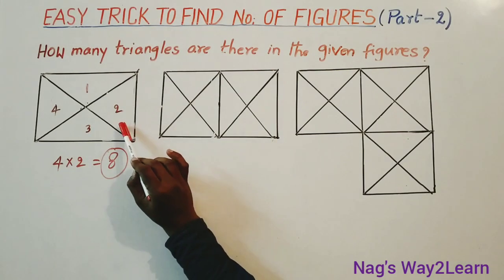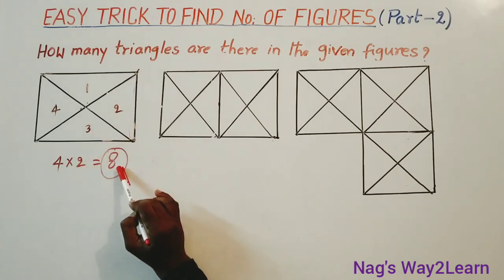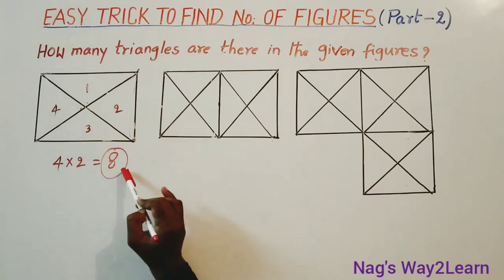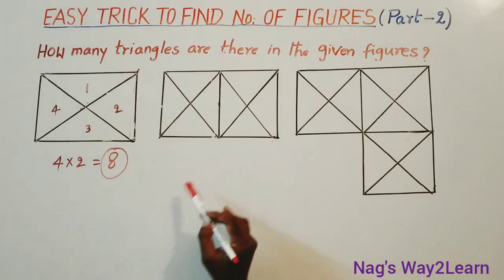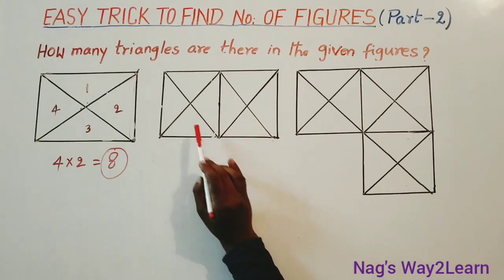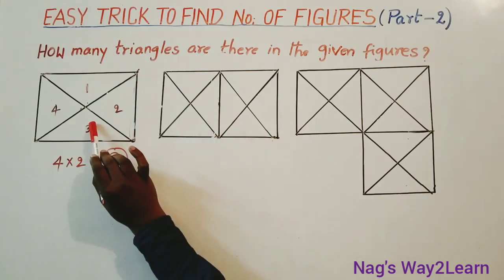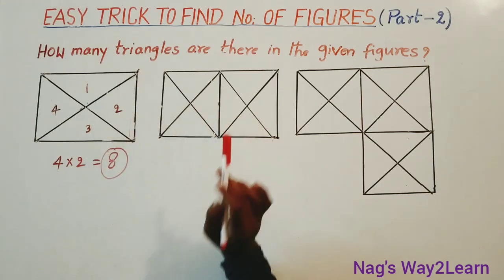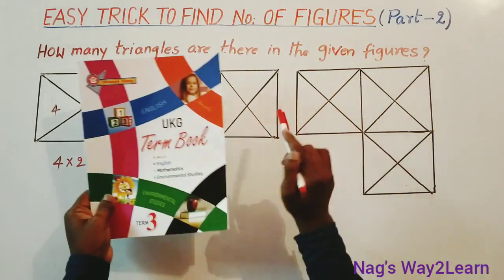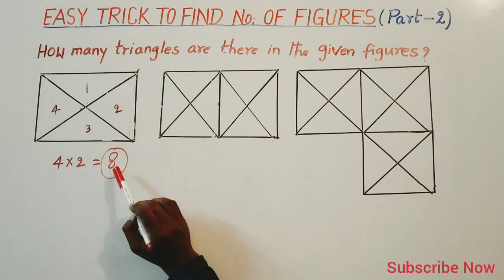So this is the basic diagram. In this diagram there are totally 8 triangles. So you remember this point. Now let's see how many triangles are there in this diagram. If you observe this diagram carefully, you can find this kind of diagrams too here side by side. This is one diagram and this is another diagram. And you already know in this diagram there are 8 triangles.